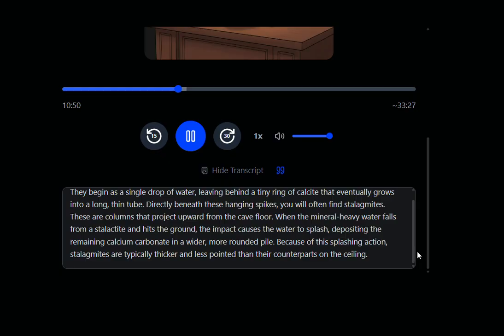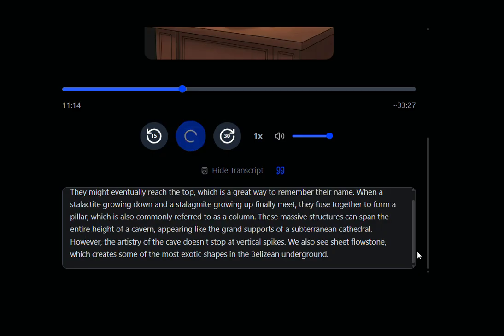Directly beneath these hanging spikes, you will often find stalagmites. These are columns that project upward from the cave floor. When the mineral-heavy water falls from a stalactite and hits the ground, the impact causes the water to splash, depositing the remaining calcium carbonate in a wider, more rounded pile. Because of this splashing action, stalagmites are typically thicker and less pointed than their counterparts on the ceiling.